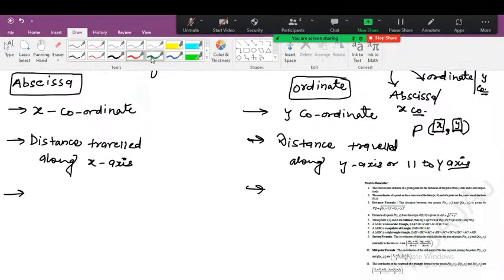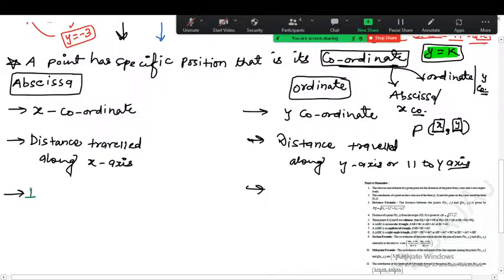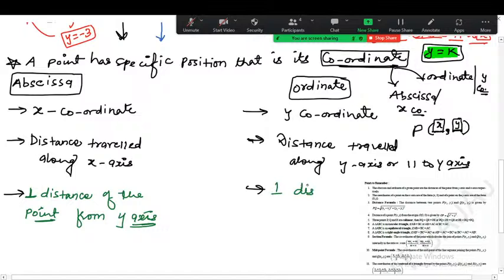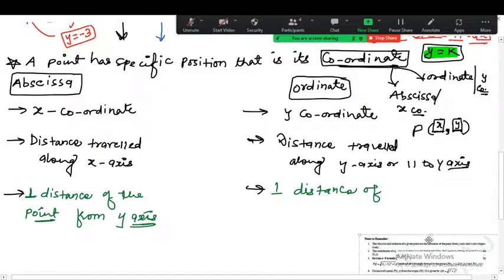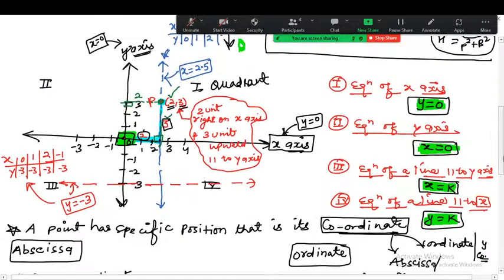That is why one more definition is there, that is like this. What will you call it? You will call it perpendicular. I'm writing a symbol. Perpendicular distance of the point. That means I need to go up to the point first. Perpendicular distance of the point from y-axis, just opposite. And here perpendicular distance of the point from x-axis.